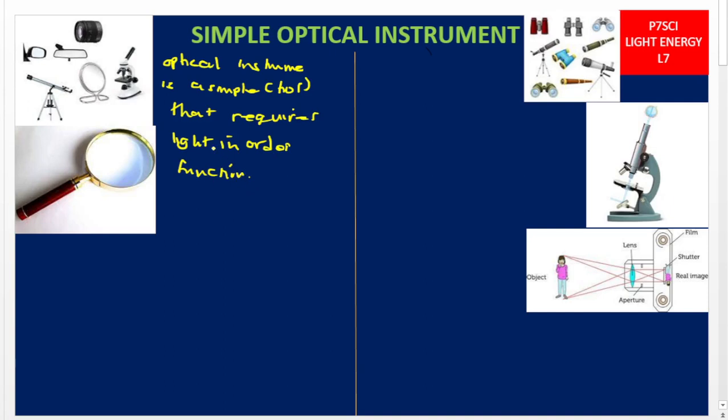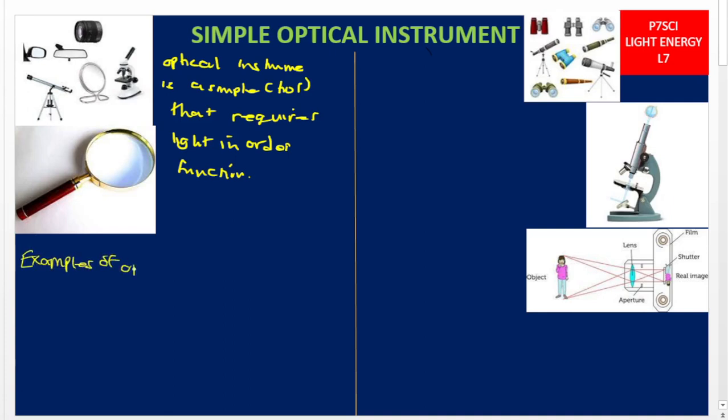These optical instruments are very important because they enable us to see what we cannot see with our naked eyes. Though we've said that these eyes are optical instruments, there are some things like microorganisms, germs, and pathogens that we cannot see with our naked eyes, so we need other optical instruments. Alright, let us get some examples of optical instruments.